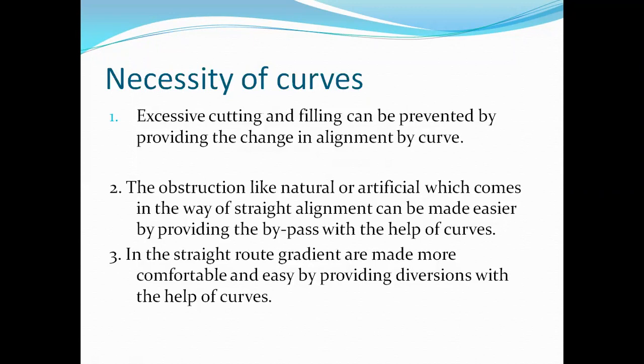Then the second necessity is that obstruction, natural or artificial, which comes in the way of straight alignment can be made easier by providing the bypass with the help of curves. Means the obstruction which comes in the road or in the route is prevented by the curves. Then third is that in a straight route, gradients are made more comfortable and easy by providing diversion with the help of curves. That is, when there is any straight route, there we can provide the curves to provide the divergence.